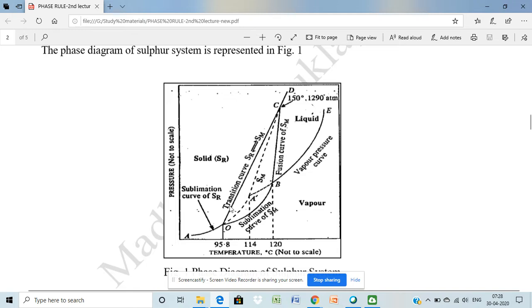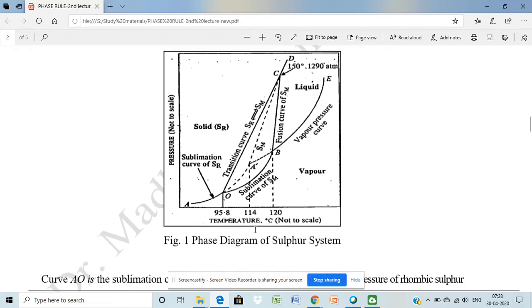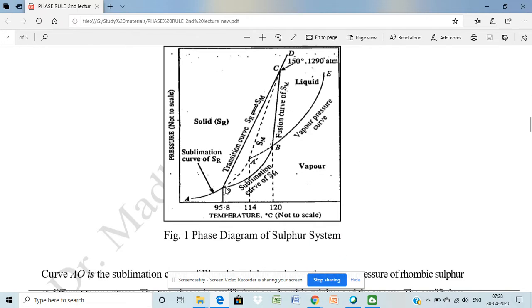Here the single line represents solid sulfur in equilibrium with liquid sulfur, and the line OC represents that both the sulfurs are in equilibrium. So this is the phase diagram. 95.6 degrees Celsius is the transition temperature, and this dotted line represents the metastable state.